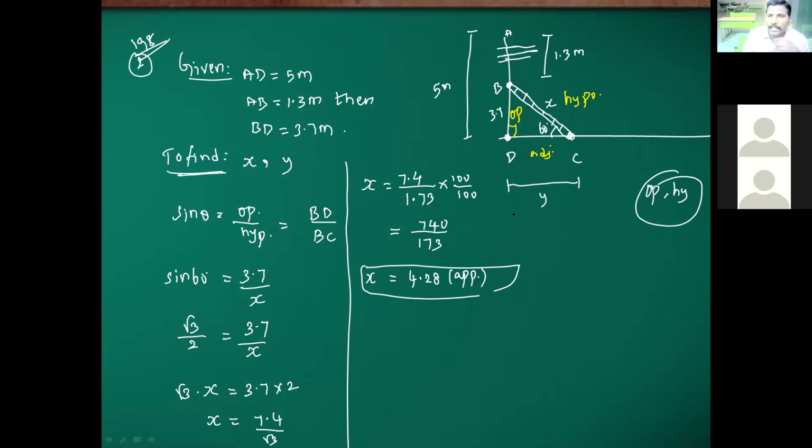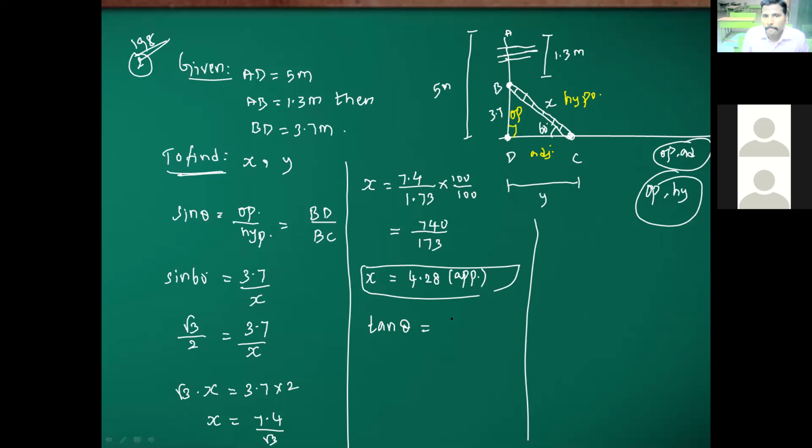Now we'll go for finding y, that is the adjacent. Now what is the adjacent? Let's see. So we have the opposite, and we need to find the adjacent. Opposite and adjacent together, which ratio will come, sine, cos, or tan? What will you guess? Tan theta only. In tan theta we have the adjacent and opposite.